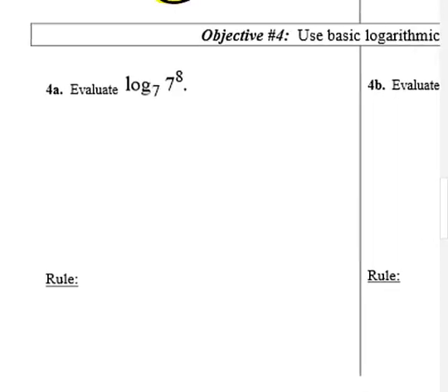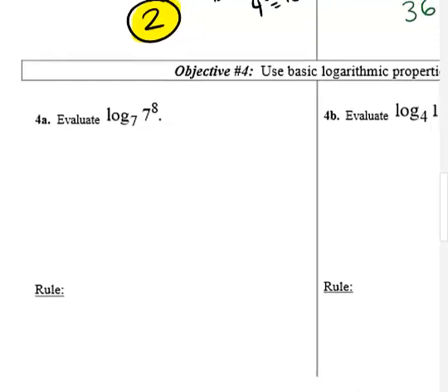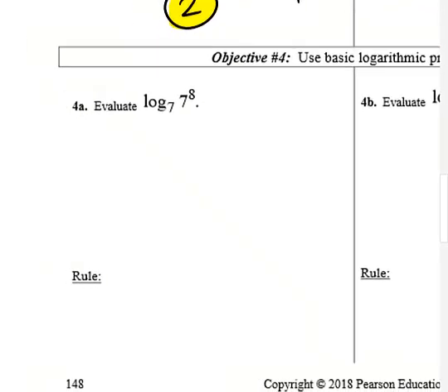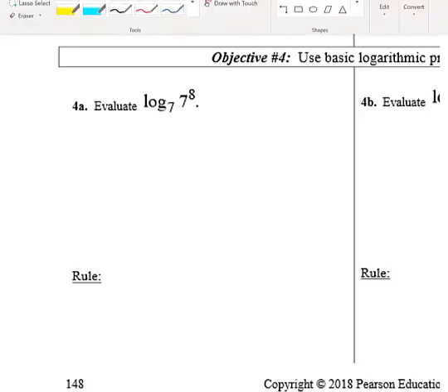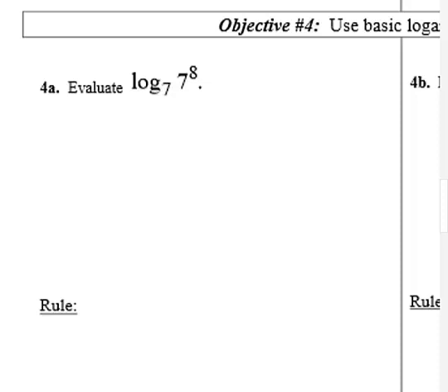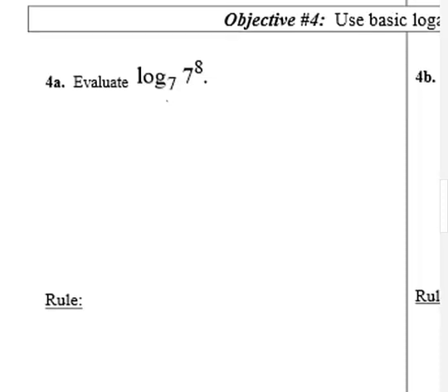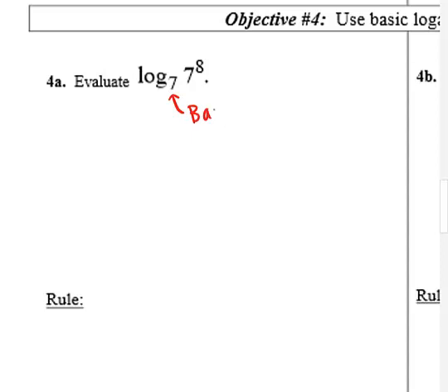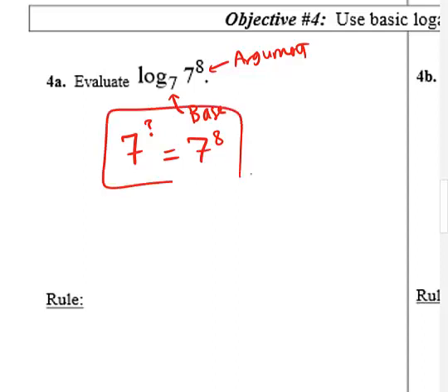Alright, let's try these next two. In objective 4, we're going to use basic logarithmic properties to solve these. But I think once we solve them, we can come up with a rule that'll help us later. This one says, evaluate log base 7 of 7 to the 8th. So 7 is your base, and 7 to the 8th is your argument. So this is saying 7 to some power, I don't know what it is, equals the argument 7 to the 8th. That's more clear if I write it like that. 7 to what power is 7 to the 8th power?